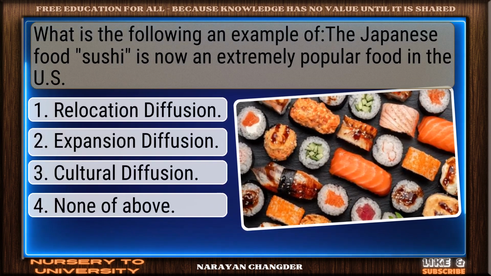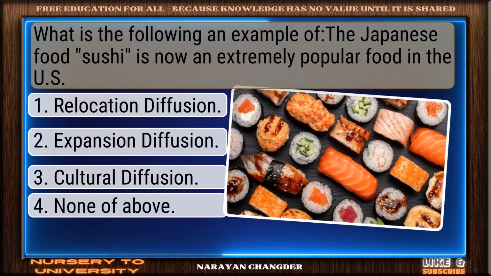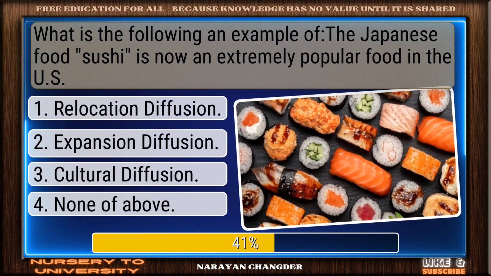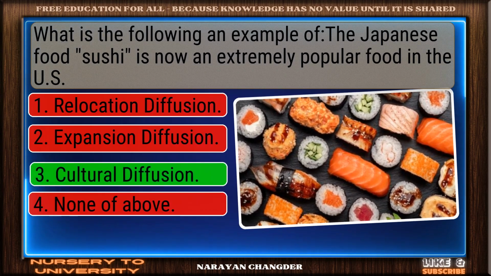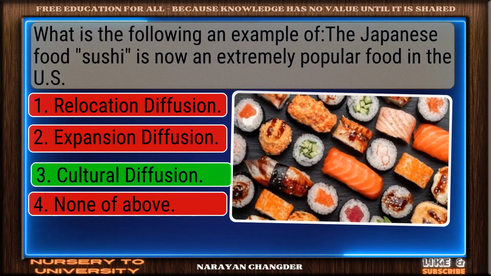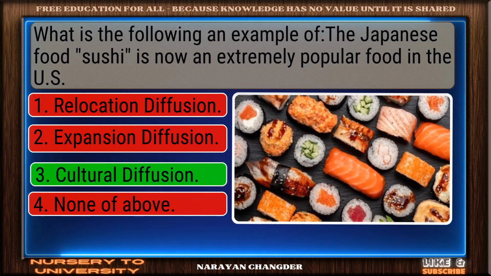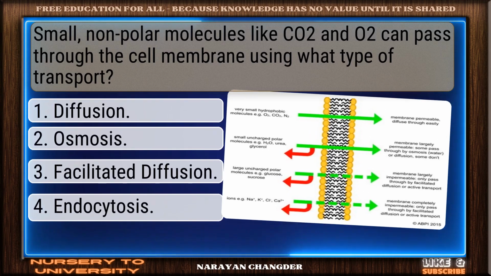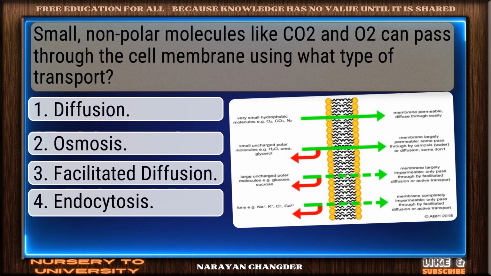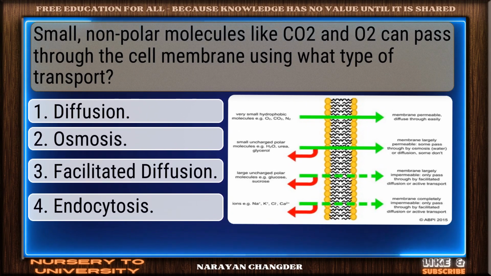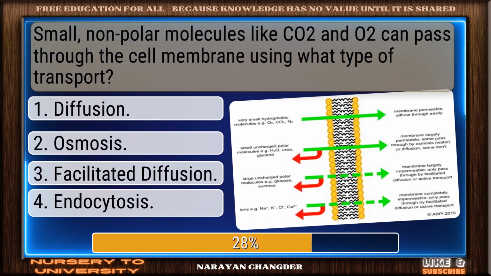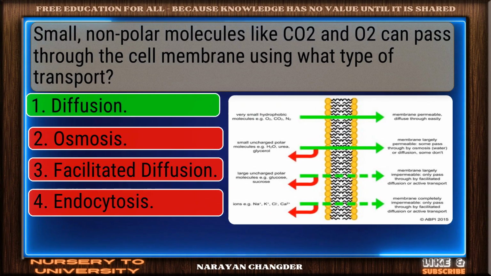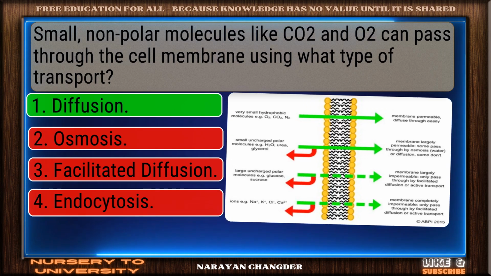What is the following an example of: the Japanese food sushi is now an extremely popular food in the US? Correct response. Cultural diffusion is the most accurate answer. Small, non-polar molecules like CO2 and O2 can pass through the cell membrane using what type of transport? You got it. Your choice, diffusion, is right.